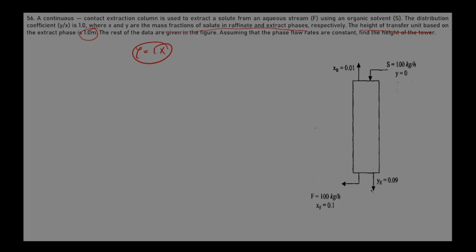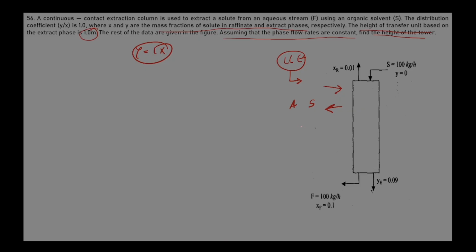The rest of the data you can see in the figure, assuming that the phase flow rate is constant, not changing. So find the height of the column. This is a question of liquid extraction, but when liquid extraction gives questions on a column, treat it as absorption or stripping.